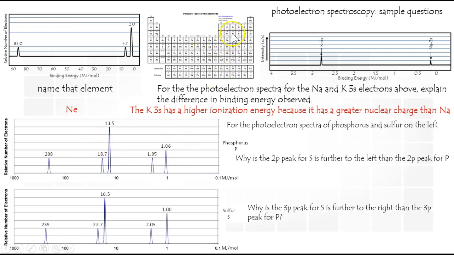For the photoelectron spectra of phosphorus, which is here, and by the way, if you can see it, it's right there. Looks like atomic number 10, 11, 12, 13, 14, 15 for phosphorus, and 16 for sulfur. Why is the 2p peak for sulfur, which is right here, of higher energy, meaning it's to the left, than the 2p peak for phosphorus?